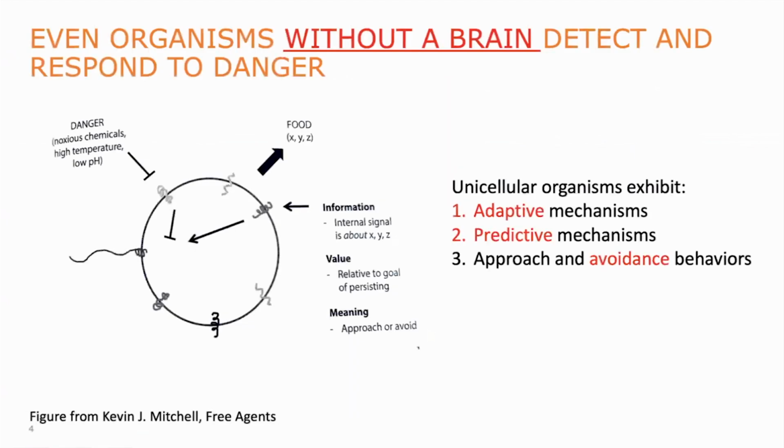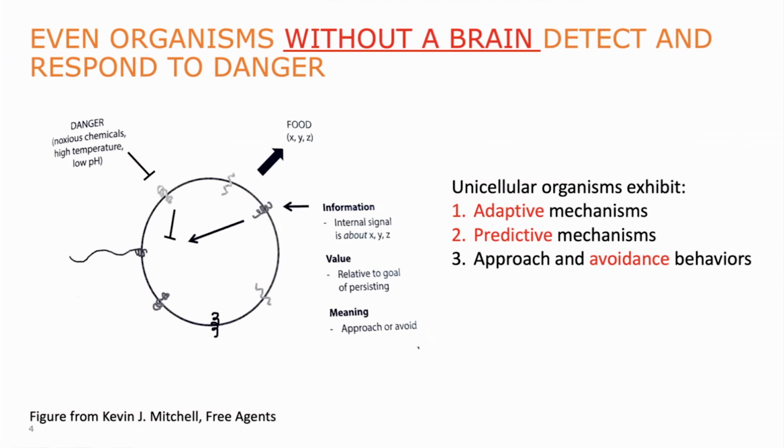Let me move on. So fundamentally, we're discussing detecting danger and responding to it. And this is a figure I have copied from Kevin Mitchell's book that was published just a few years ago. It's a fascinating book. I recommend to read it. But this is a cartoon diagram of a unicellular organism that obviously does not have a brain, does not have neurons, but it will have receptors on its surface to detect the environment and react to the environment.